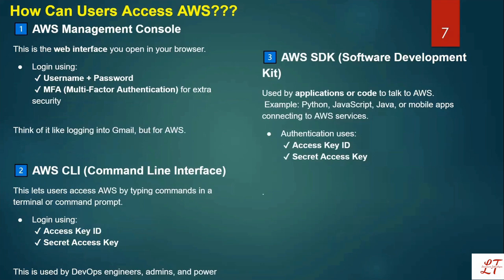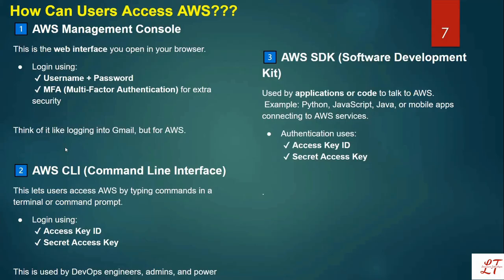So how can users access your AWS? One is the AWS Management Console. This is a web dashboard used in the browser. Users log in using a username plus password and optional multi-factor authentication. Think of it like logging into Gmail, but for AWS.